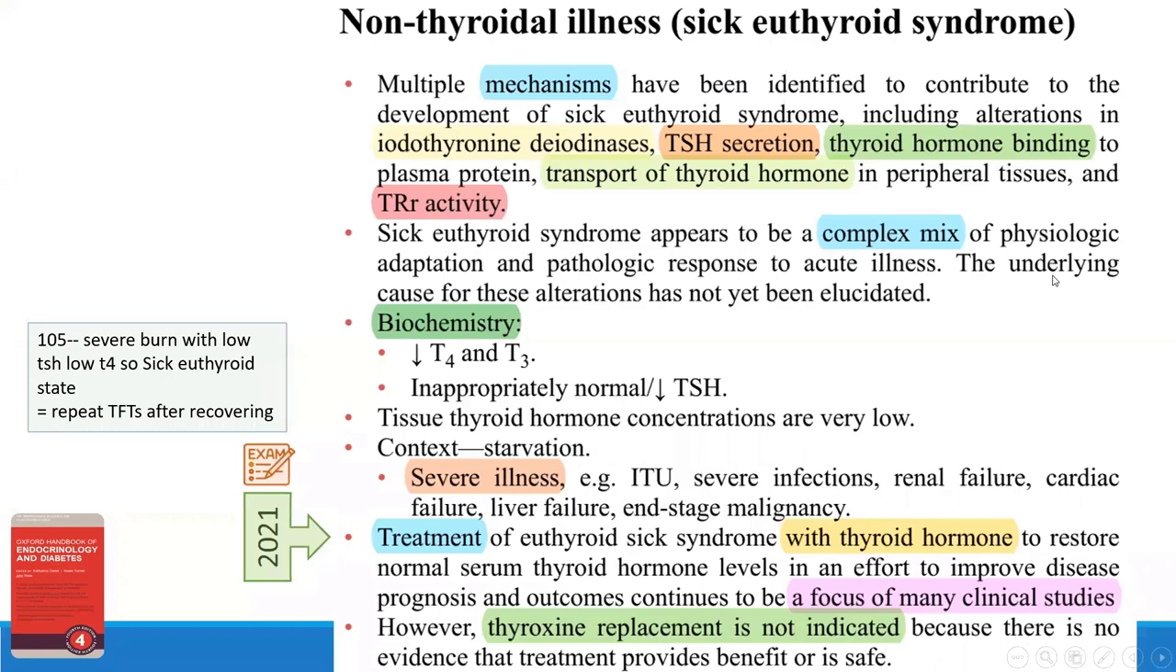No, pituitary apoplexy does not cause sick thyroid syndrome. Actually, sick thyroid syndrome is a generalized illness, not a pituitary illness like pituitary apoplexy. Pituitary apoplexy can cause central hypothyroidism.